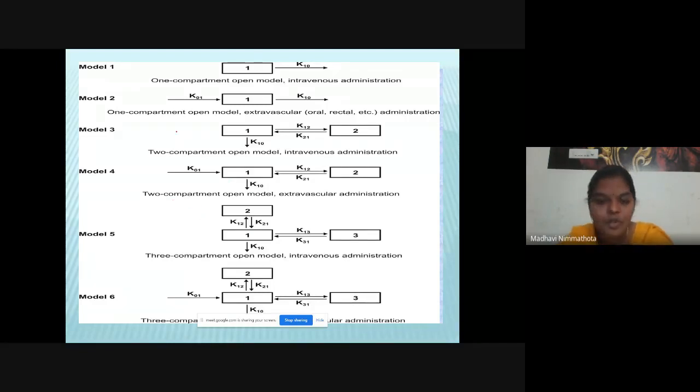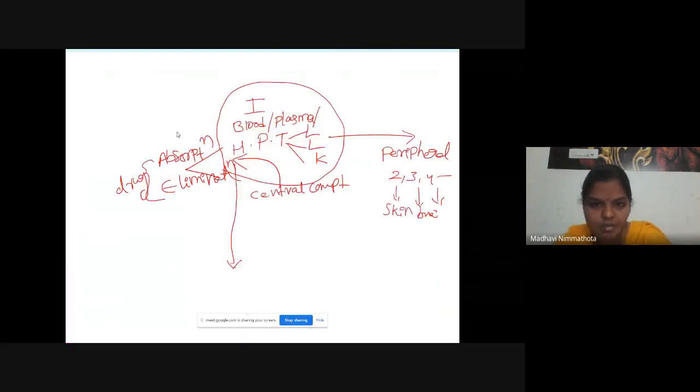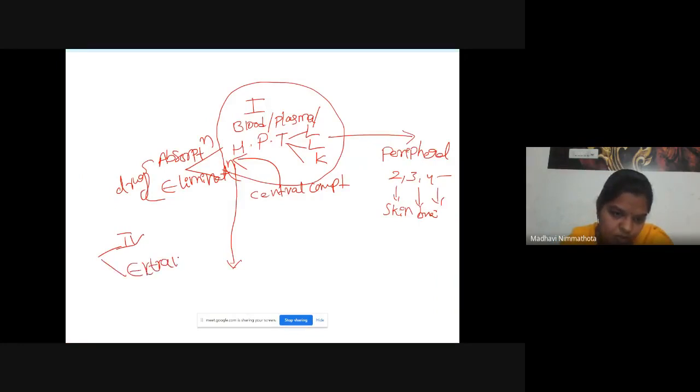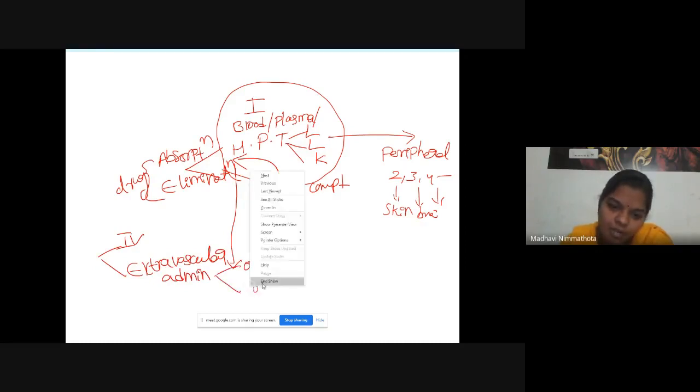Just consider IV and extravascular administration of drug. Extravascular means either oral or rectal.